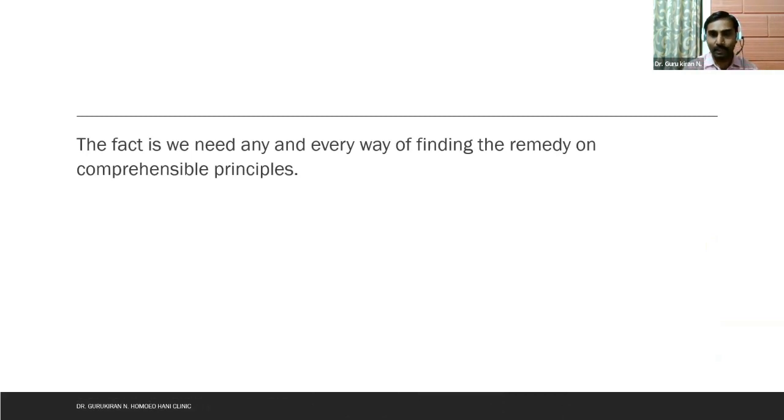The fact is, we need any and every way of finding the remedy on comprehensible principles. This is very, very important. We have to reach our target, and we need every way, but not leaving or deviating from the comprehensible principles that Hahnemann has said.